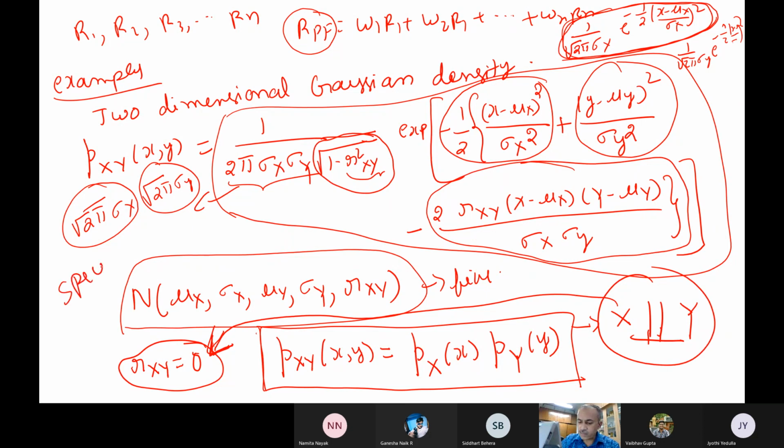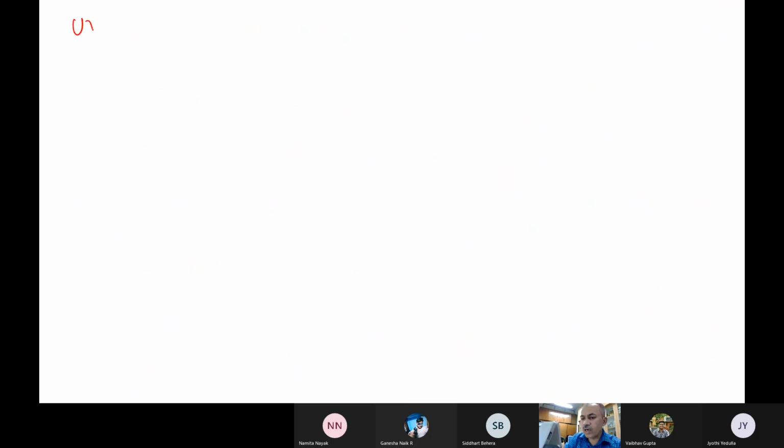So this is a very special property: uncorrelated means independent.